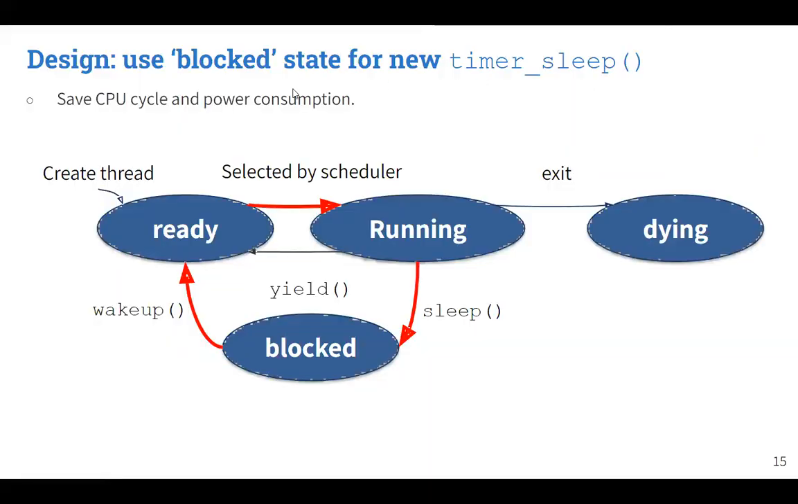So the goal of this project is for timer sleep to use sleep and wake up. So instead of just busy waiting, we want the thread that called timer sleep to go into sleep state, so go into the blocked state and wake up when its time is up. This way it will not be consuming CPU time while it's waiting.